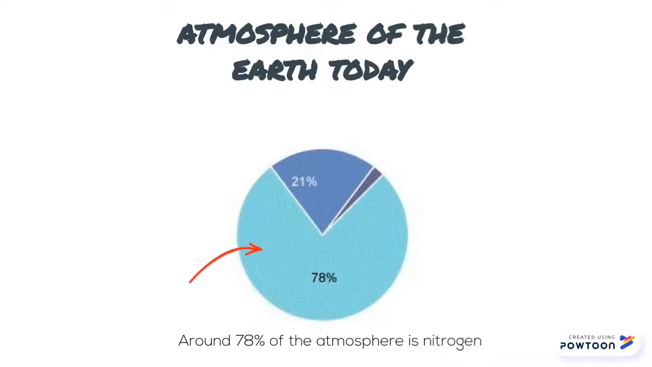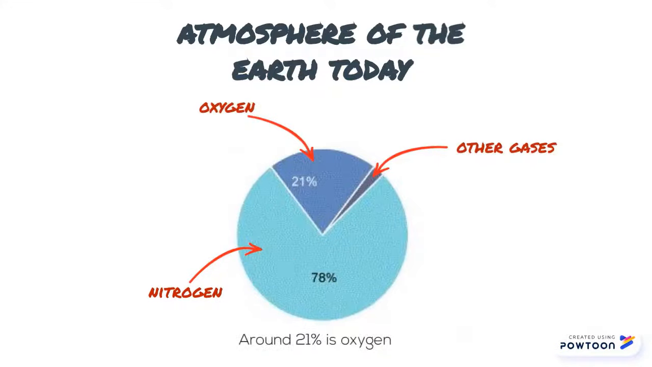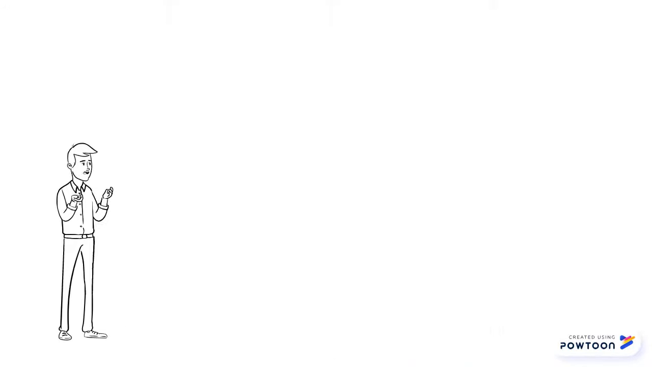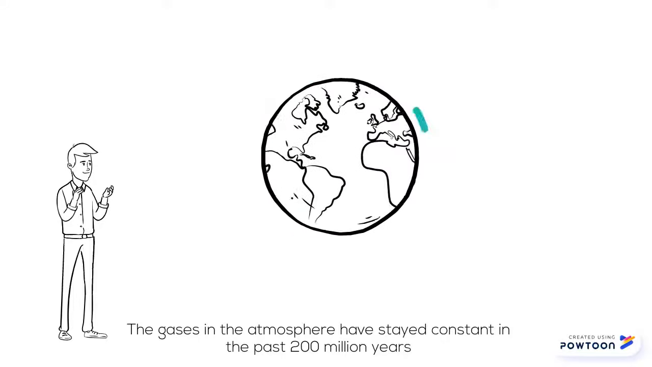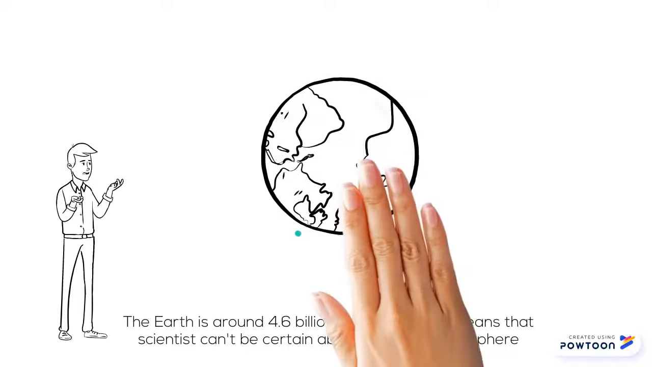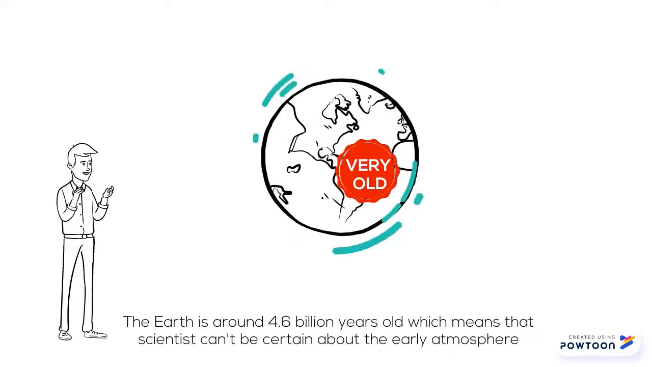The atmosphere of the Earth today consists of around 78% nitrogen, around 21% oxygen, and other gases that make up the remaining 1%, consisting of carbon dioxide, water vapor, and noble gases. The gases in the atmosphere have stayed constant in the past 200 million years. The Earth is around 4.6 billion years old, which means that scientists can't be certain about the early atmosphere.